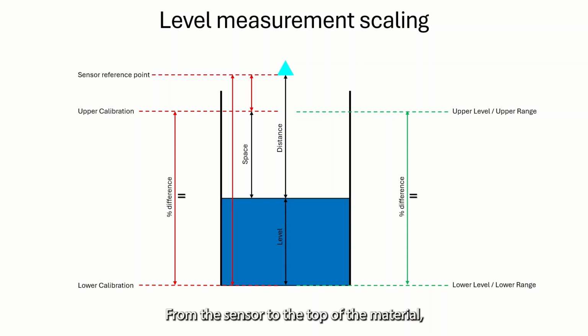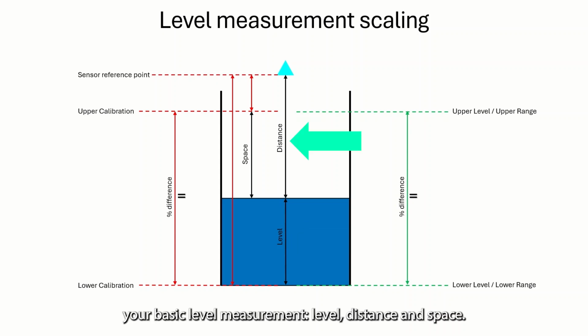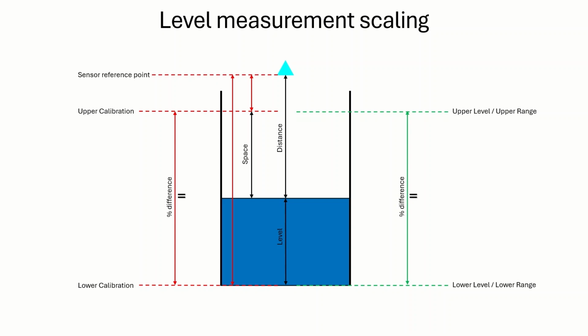From the sensor to the top of the material, that is what we call the distance measurement. From the top of the material to the bottom of the tank, that's what we call the level measurement. And from where the top of the material could go to, or 100% capacity, to the top of where the actual measured material is, that's what we call space. So those are the three different PVs we have for your basic level measurement: level, distance, and space. And you can see those there as well.